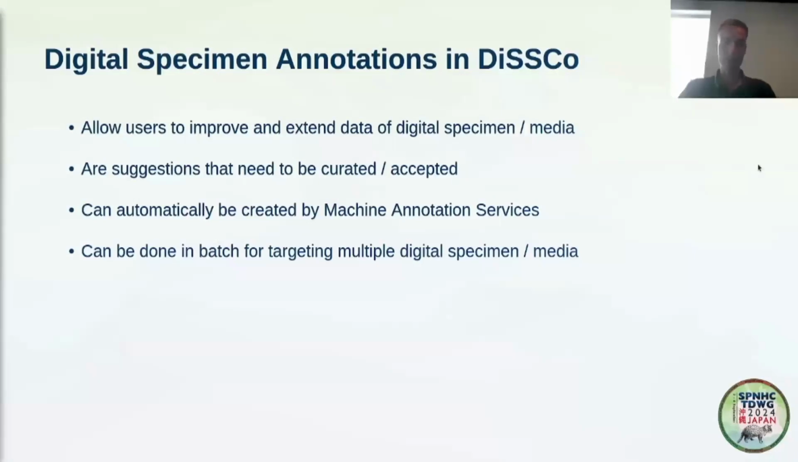Within DiSCO, annotations exist to create additional value, as they help create extended digital specimens. Ultimately, this provides more value to potential users of these data. Remember that annotations are suggestions and still need to be curated and accepted to become part of the extended digital specimen. Annotations can also be automatically generated by what we call machine annotation services, which often use machine learning to detect new values. These also still have to be curated by human users, of course. And finally, we provide batch functionality that allows the annotation of multiple digital specimens or media at the same time.